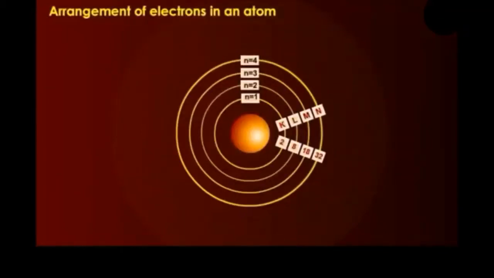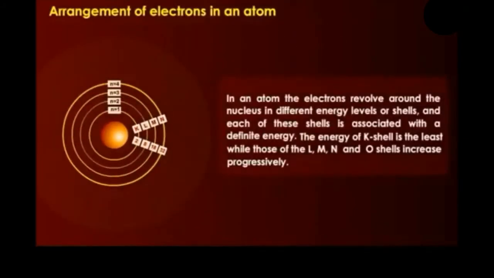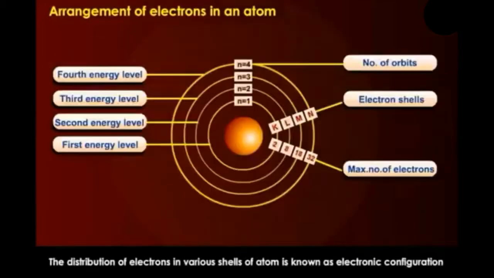Arrangement of electrons in an atom. In an atom, the electrons revolve around the nucleus in different energy levels or shells, and each of these shells is associated with a definite energy. The energy of K shell is the least, while those of the L, M, N, and O shells increase progressively.